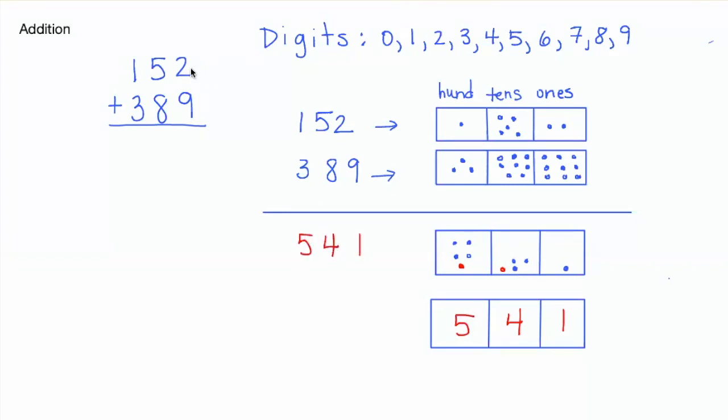541. By traditional method, we would say 2 plus 9 is 11. I would put down the 1 and carry a 10 to the next column. 1 plus 5 is 6, plus 8 is 14. Put down the 4, carry the 100. Remember, that's what that is. 1 plus 1 is 2, plus 3 is 5. It's really important that you understand I was grabbing groups of 10 counters because this is a base 10 system.